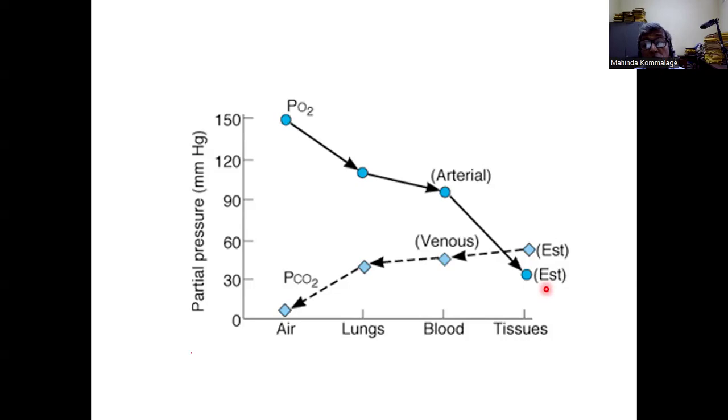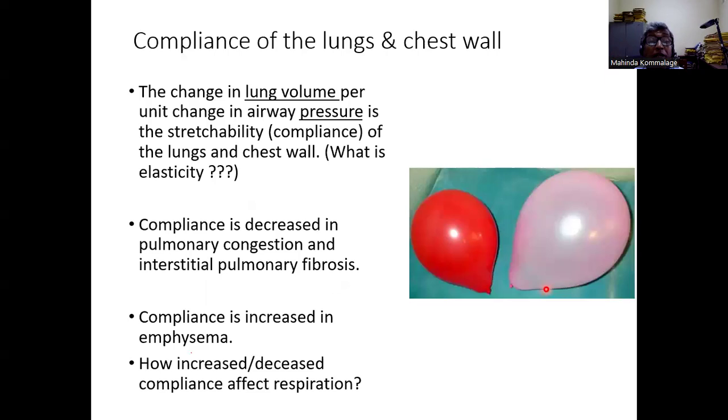Okay, right. So if there's no question, we can move. Right. So now I will introduce another concept called compliance. In the first lecture about mechanics of respiration, I mentioned elasticity. The elasticity of the lung is important for inspiration and expiration.